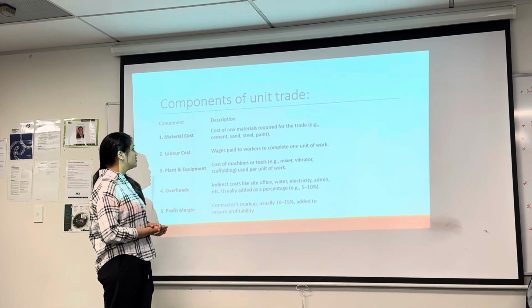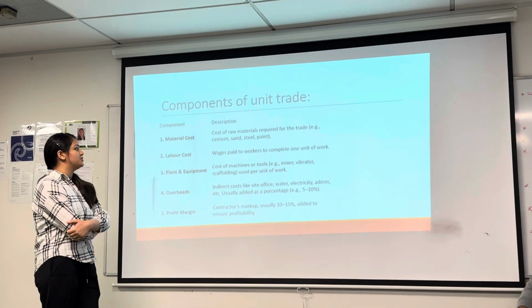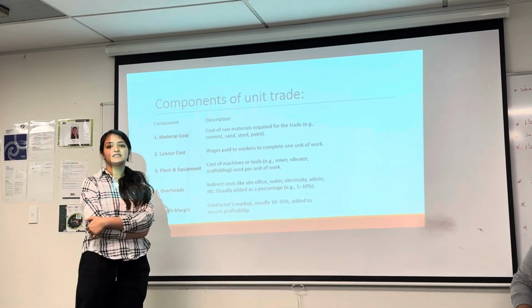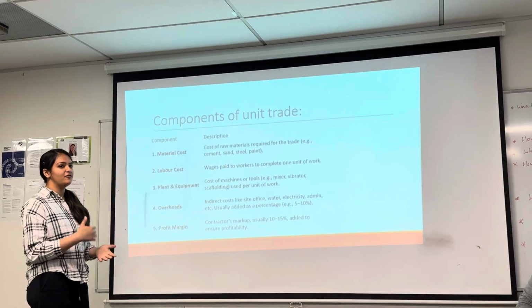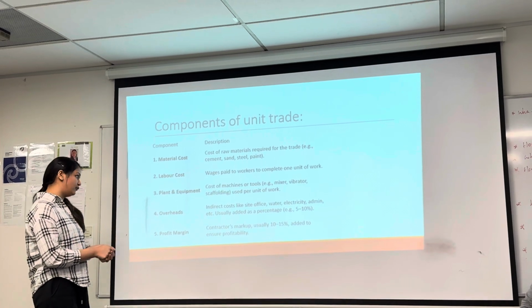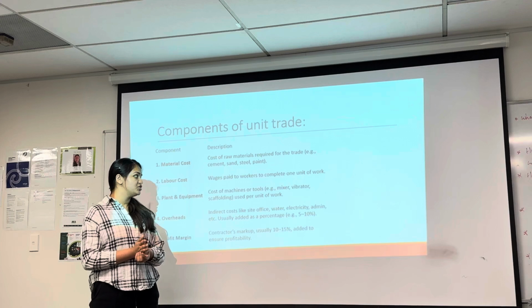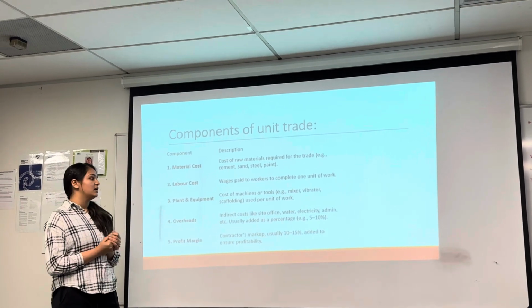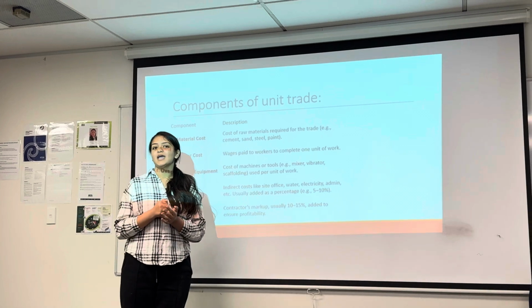The description of material cost is that we use it for the required trade, for example cement, sand, steel and paint. The labor cost is the wages we pay to the workers who are working on one unit of work. Plant and equipment is the cost of machinery or equipment, with examples like vibrators and scaffolding, which we use in the project.